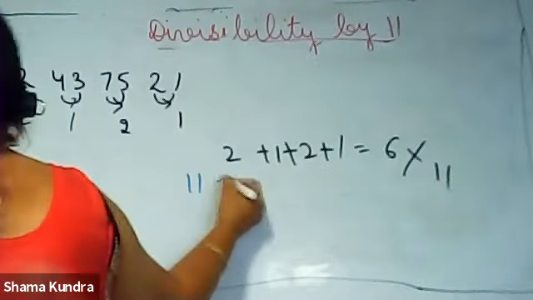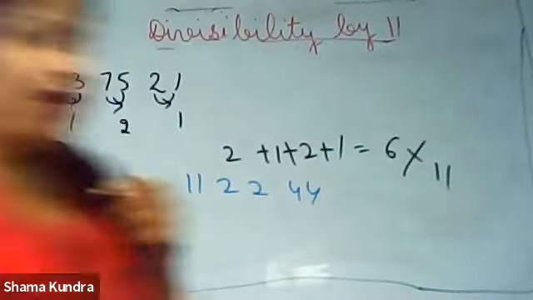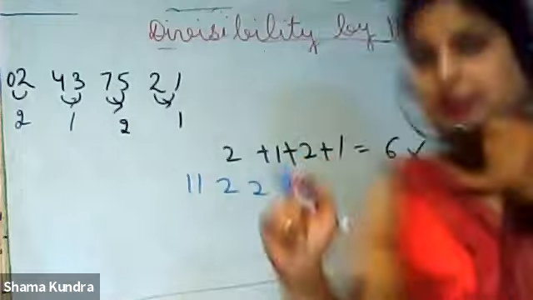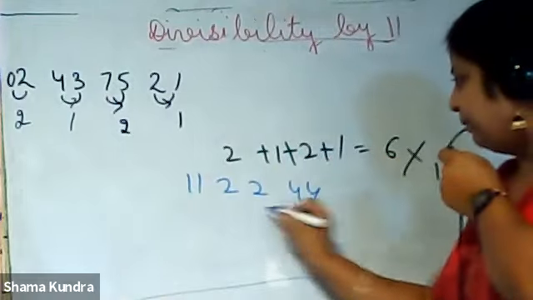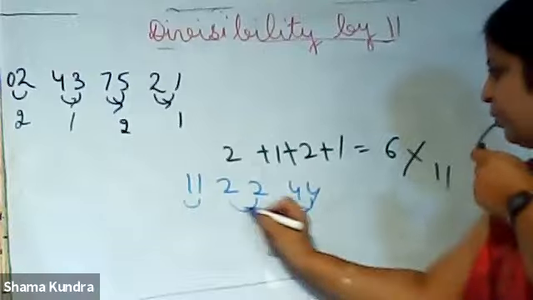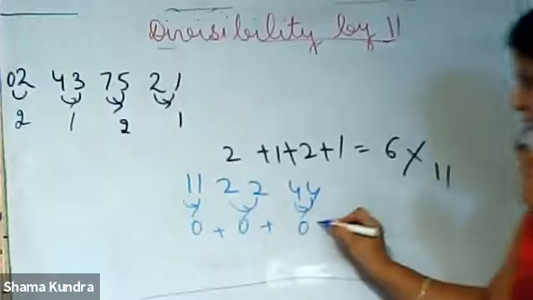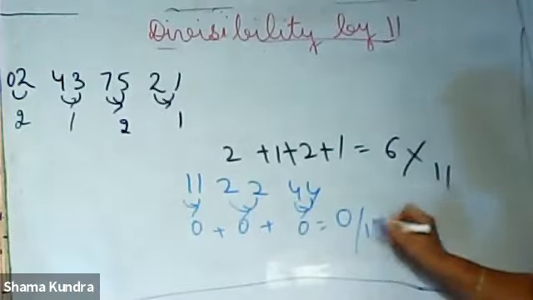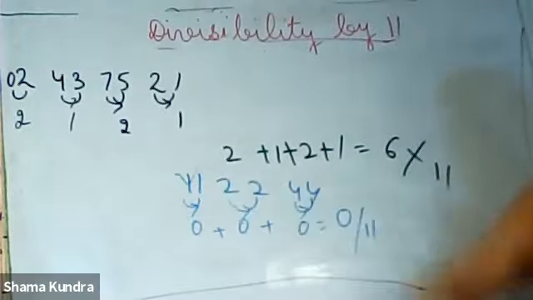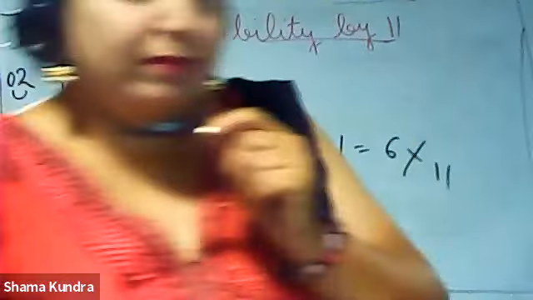112244. First step is make 2, 2 pair starting from right hand side. 1 pair, 2 pair, and 3 pair. Now take difference. 0, 0, 0. Add them. What you will get? 0. 0 is divisible by 11. So the given number is divisible by 11.